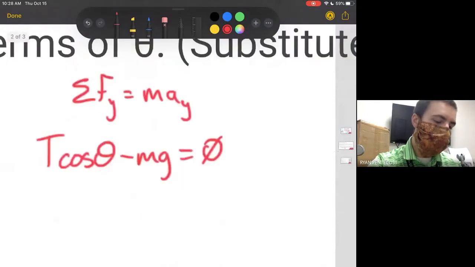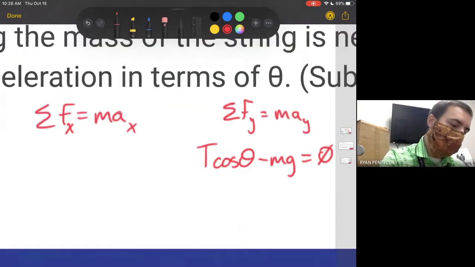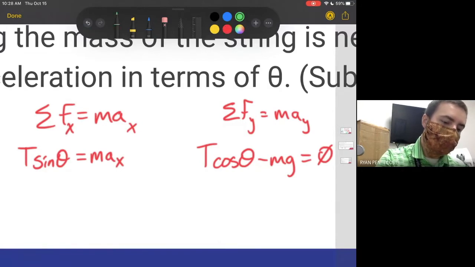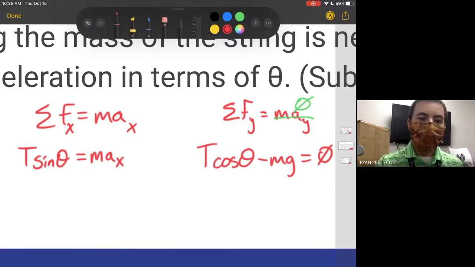So back down here, we've got T cosine theta minus mg equals 0. Let's go over to the x. Here, all we have is T sine theta equals mass times acceleration in the x, because acceleration in the y is 0, that all goes away. Now, we want to solve for acceleration, right? Derive an expression for the cart's acceleration in terms of theta. So that acceleration is right there. That's the acceleration we're shooting for.